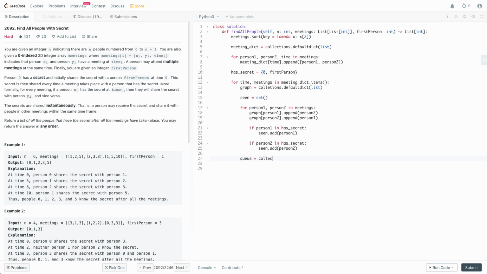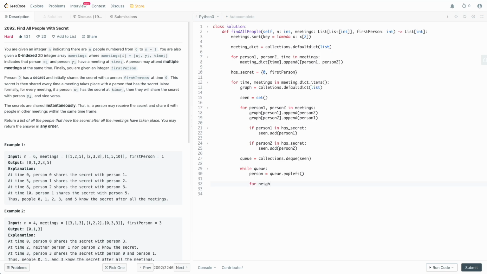So we need a queue, so we're going to say collections.deque for our queue data structure. And remember that we want to kick off our search from each of the people who have the secret, right? Which is going to be represented in our seen set because we were populating it with the people in the graph at that current time who have the secret. So we populate it with seen, and now we just do the BFS. So we're going to say while queue, we're going to say person, we're just going to pop a person from the queue, and we're basically just going to traverse all of their edges and share the secret with them, assuming they don't already have the secret.